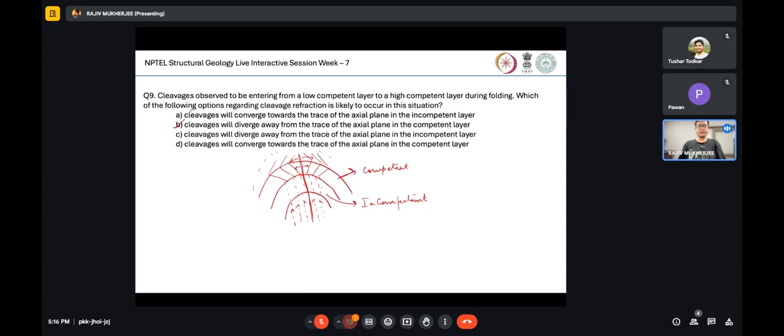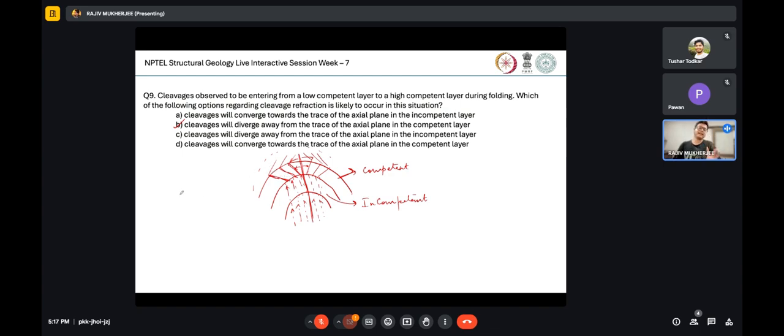So option B will be correct because since it is entering from the incompetent layer to the competent layer, we have to see what is happening in the competent layer only. So in the competent layer, as the cleavages are entering from the incompetent to competent layer, because of the strength, it will simply diverge.